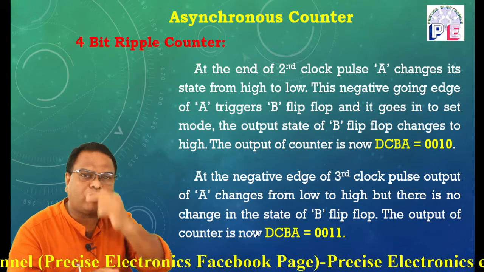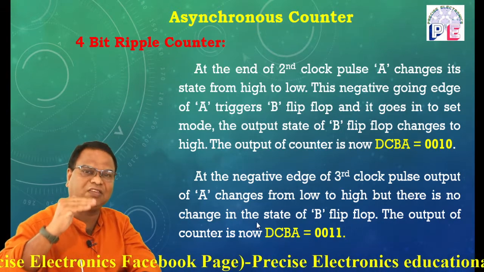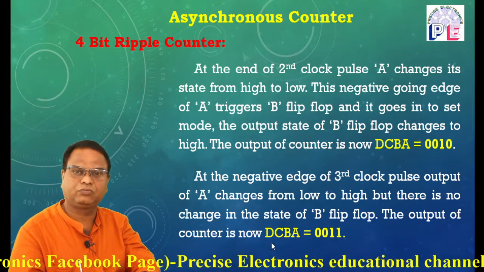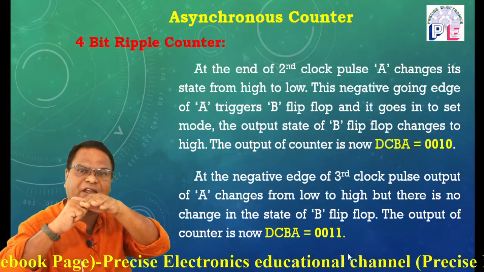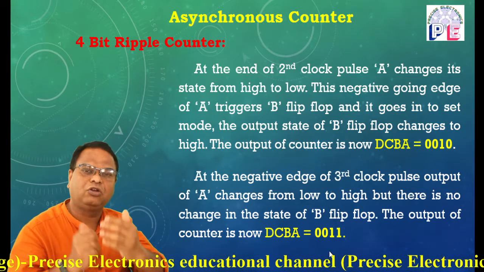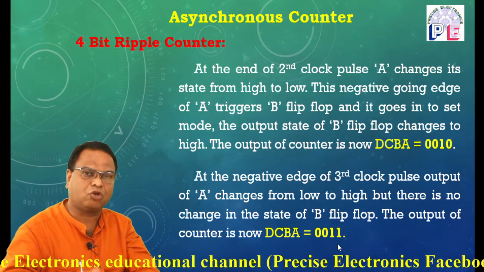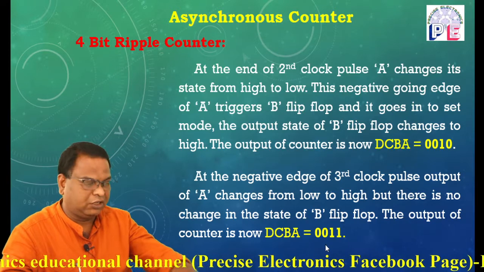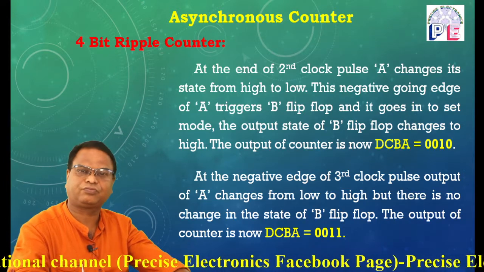So output of counter at this stage, at the end of the third clock pulse, is DCBA equal to 0, 0, 1, 1. B remains as it is. B already is in set mode, so it remains at a high level 1. A changes its state from 0 to 1, so it is 1. So output of counter at the end of the third clock pulse is 0, 0, 1 and 1. That is the output of counter at the end of the third clock pulse.